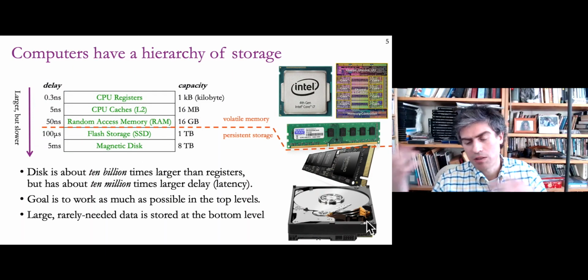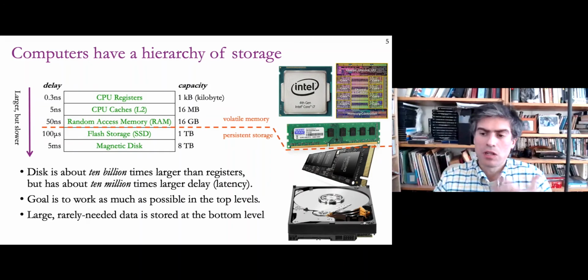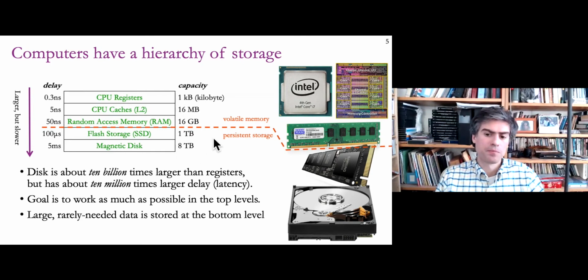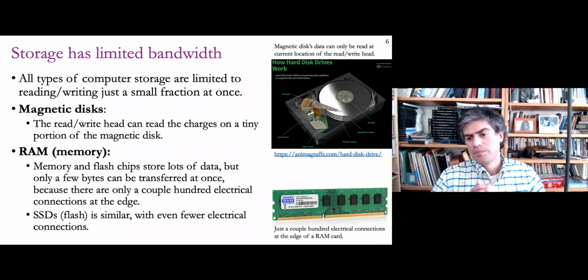So if we have a lot of different kinds of data, the data we're going to use a lot, we want to store as close to the top of this hierarchy as possible, and the data that we're rarely using, we would end up putting in the lower levels of the hierarchy. And also the things that need to hang around after we turn off the machine need to be in one of these persistent storage media. Okay. Right.